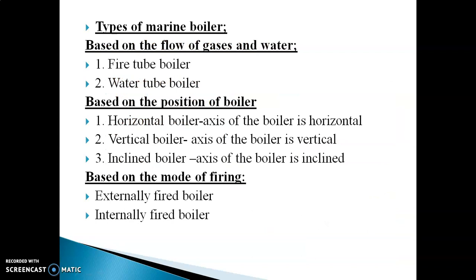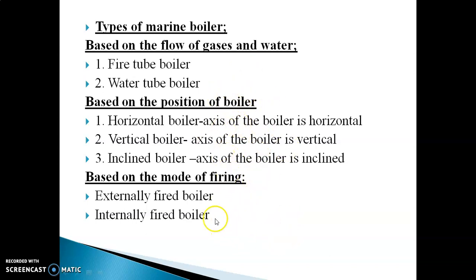Types of marine boilers. Marine boilers are of several types based on the flow of gases, based on position of the boiler, based on mode of firing, etc. Based on firing, it is termed as external fire boiler and internal fire boiler. Based on position of boiler: horizontal boiler, vertical boiler, inclined boiler. Based on flow of gases, it is divided into fire tube boiler and water tube boiler.